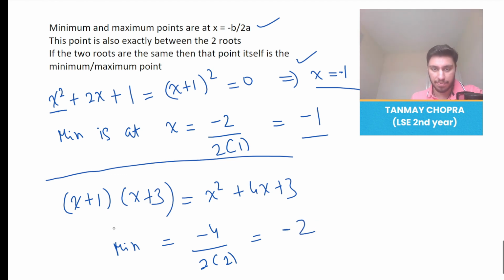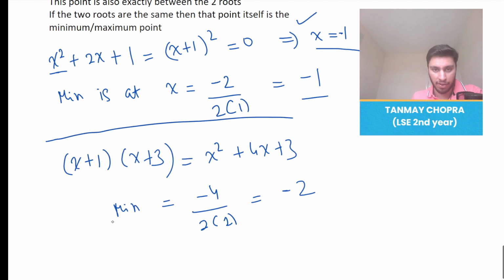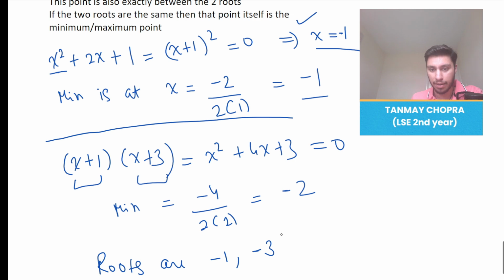And its roots are negative 1 and negative 3. Why? Because if I were to set this expression equal to 0, I know x would have to be negative 1 or negative 3. And where does the minimum lie? What's the average of negative 1 and negative 3? Negative 2.